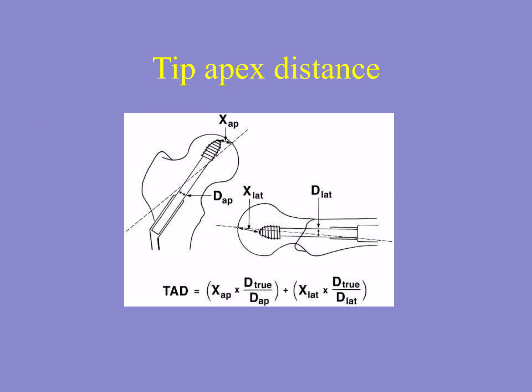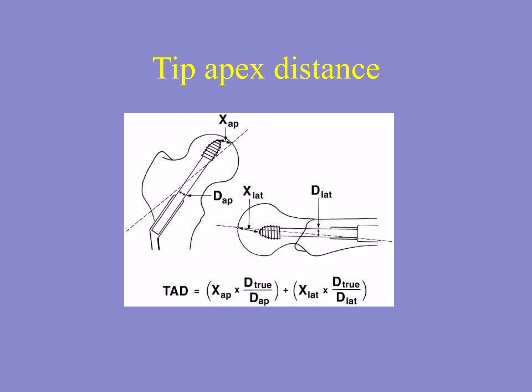If we look at the way that we fix these fractures, the position of the screw is very important. The tip apex distance is the distance of the tip of the screw to the middle of the femoral head. If we join these two distances on the AP and the lateral views, if they're less than 25 millimeters, then this means that there's a very low risk of cutout of the screw through the femoral head. However, if it's more than 25 millimeters, then there are risks associated with this of cut out.